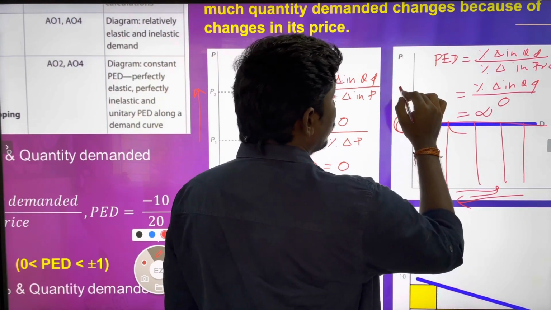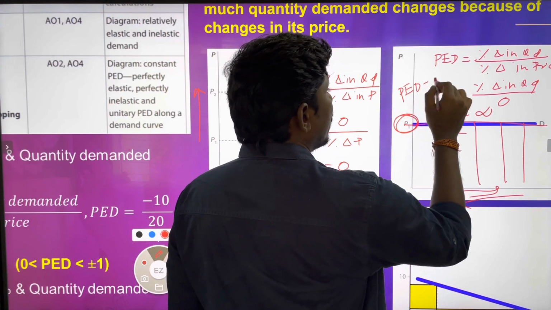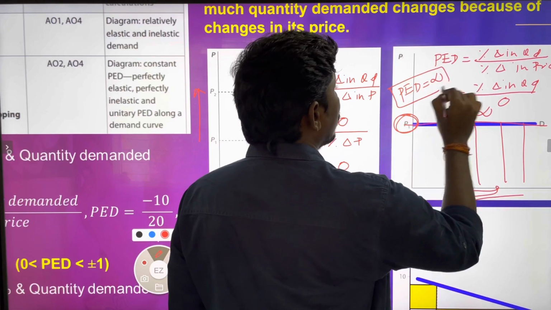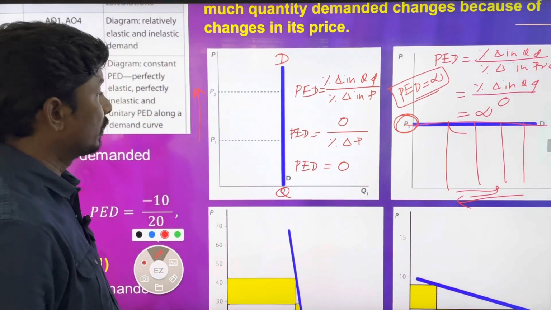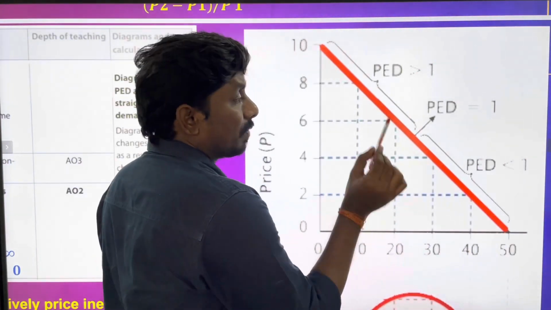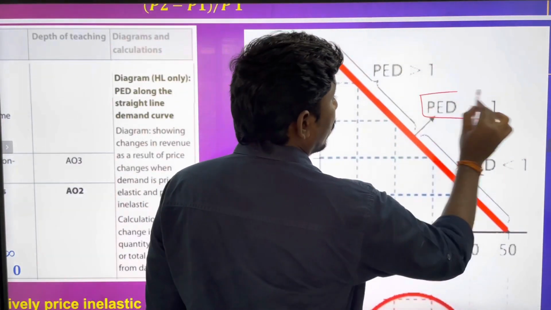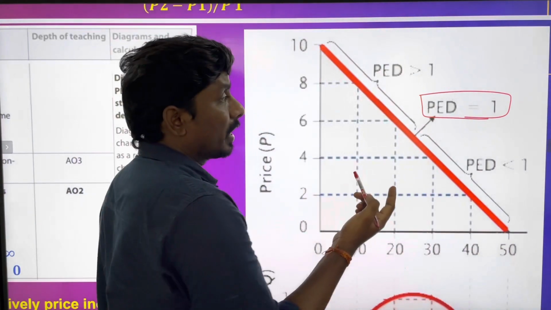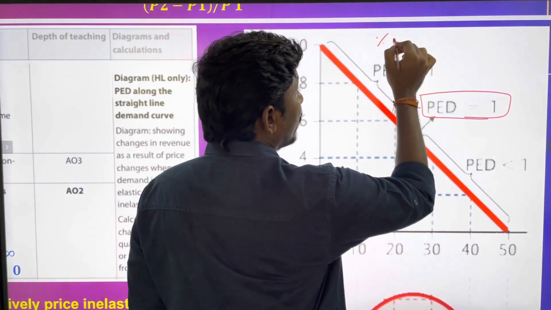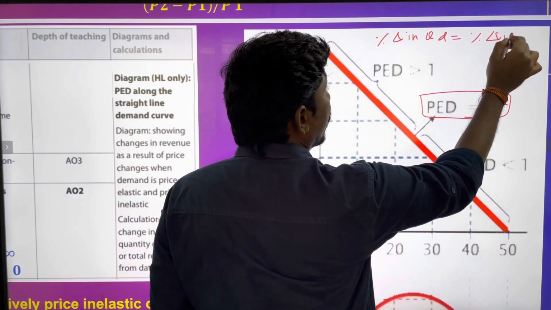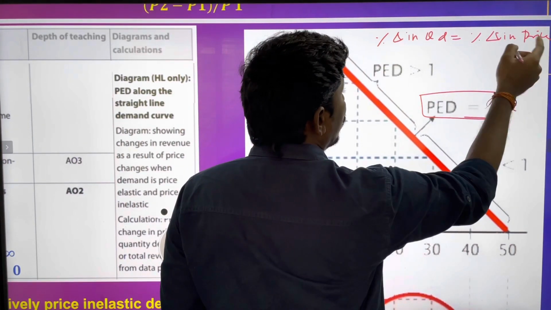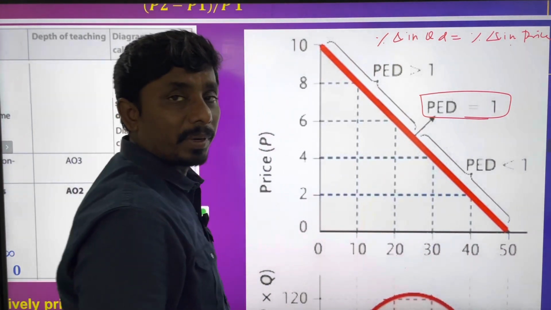So if the PED value is infinity, then it is said to be a perfectly elastic demand curve. And if the PED value equals 1, then it is said to be a unitary elastic demand curve. There the percentage change in quantity demanded equals the percentage change in price.